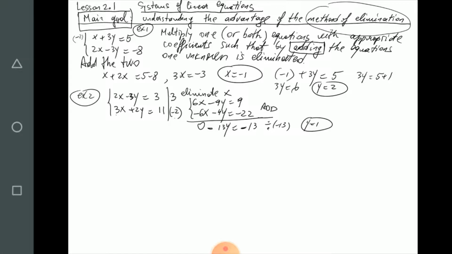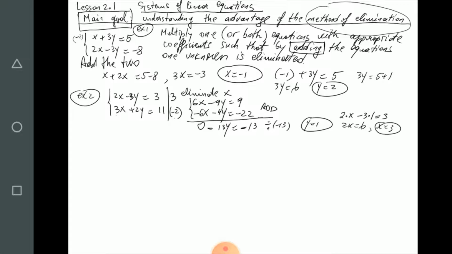Again, the last step could be a quick substitution. Let's go back to the first equation. Replace y with 1. That gives me 2x equals 6 or x equals 3. And 3 and 1 is the solution of the system.